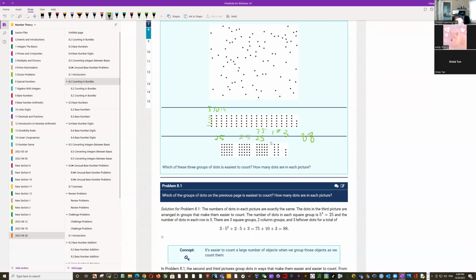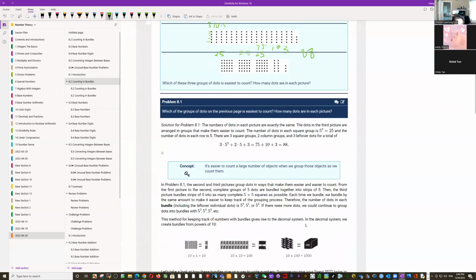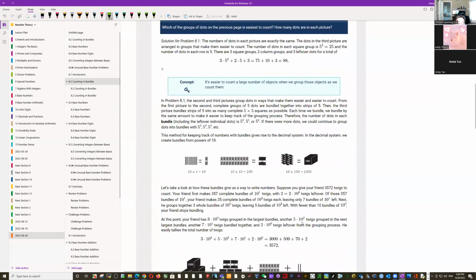So basically, why do we invent the number system at all? It's just for the convenience of counting big numbers. Otherwise, we would spend all day just counting and not even getting any result. So what's the trick of the decimal system? The decimal system is basically bundling. For every 10 sticks, we make a bundle, basically wrapping them up with a band.